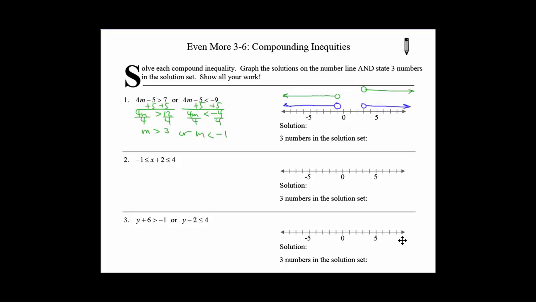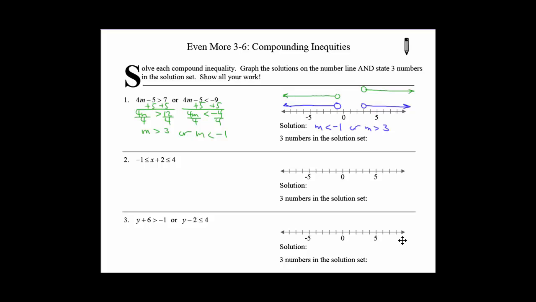So the simplest way to write that solution set is to just describe what you see on the graph. The first thing I see, and I'm going to use the letter m here, is that m can be less than negative 1 or m can be greater than 3. That's very close to what I had written over here on the left in green. I just have them backwards in green. I'm reading from left to right on the graph, so I have them in a different order.